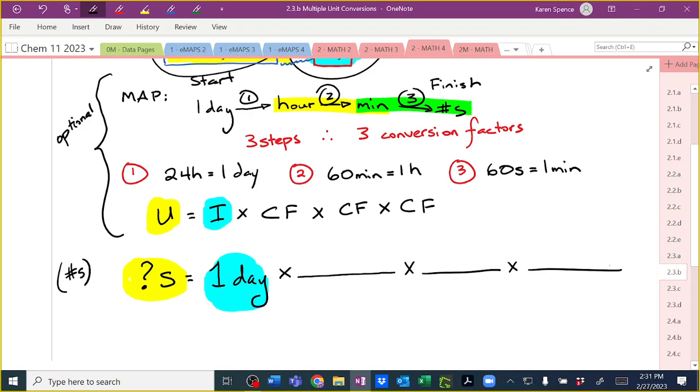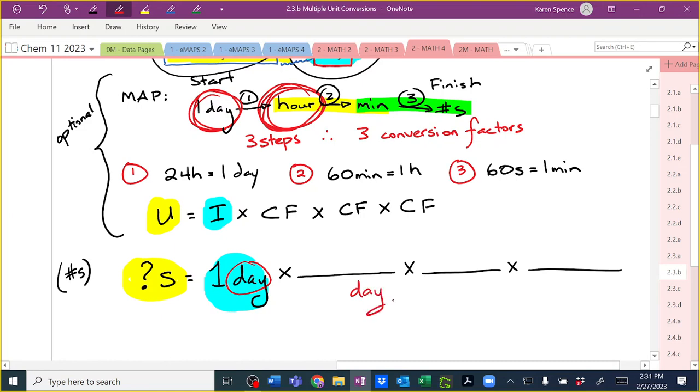Now, we're going to use our little map to work our way through this. We want to go from days to hours in step 1. So where will I want my days to go in order to get it to cancel with this day? That's on the top, so the day needs to go on the bottom. So the day goes down here, and I know that there are 24 hours in a day, so I can write 24 hours in one day. And I should cross out the days so that I know I have canceled them.